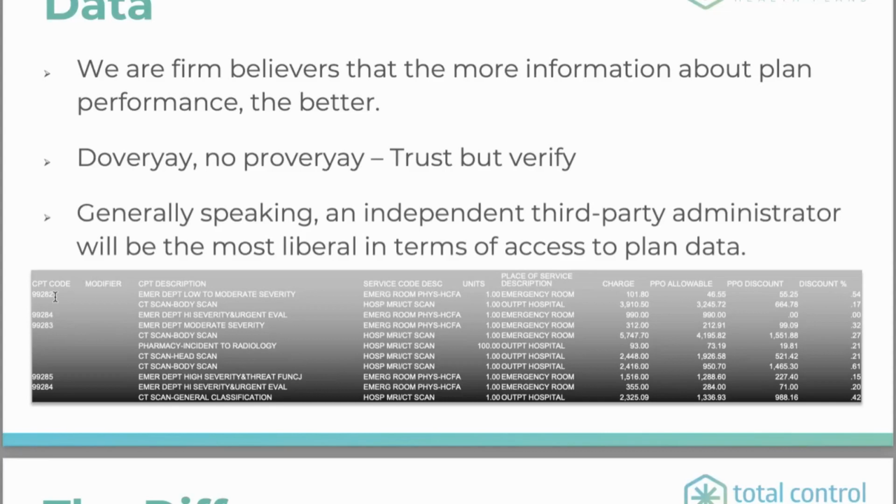But we can see a CPT code for an emergency department visit, low to moderate severity. And we can see that there's one unit. It was done in an emergency room, and we can see what the hospital charged. We can see what the network discounted that down to, and we can actually see what the actual discount was.